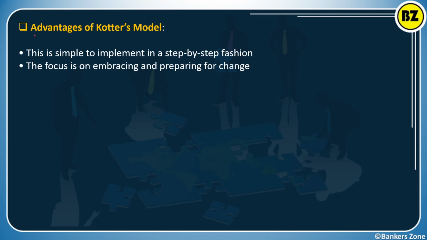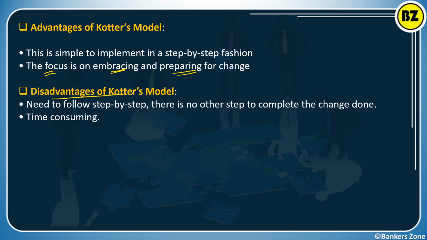Now, what are the advantages of Kotler's model? It is simple to implement, and it is given in a step-by-step fashion. That's why it is easier to implement. Next, the focus is on embracing and preparing for the change. That's why it is an advantage, right? Because they are giving more focus on embracing the change and how to prepare for the change.